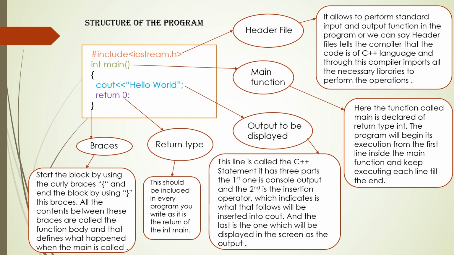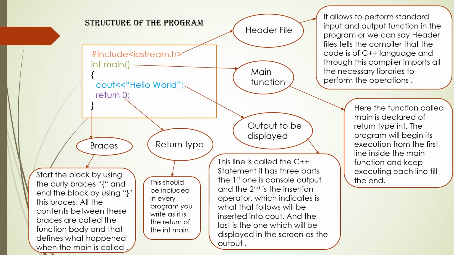The line cout << "Hello World" tells us that it will display Hello World on the output screen. This line is called a C++ statement and it has three parts. The first one is the console output, that is cout, the second is the insertion operator, which tells what is to be displayed on the screen, and the third is the statement that you want to display on the screen. It can be anything. Here I have written Hello World. You can even write your own name.